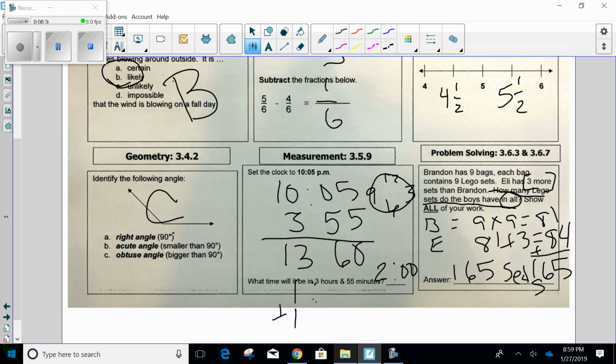All right. On your paper somewhere, I want you to put the word book. That's your secret word today. Put the word book. That way I know you listened to this whole thing.